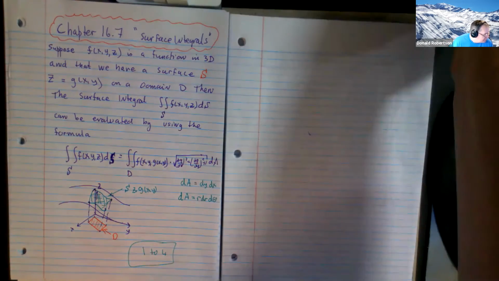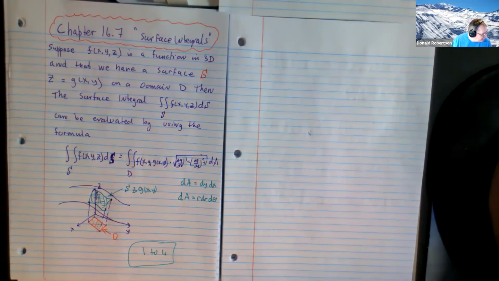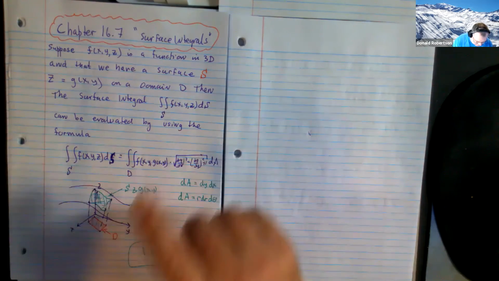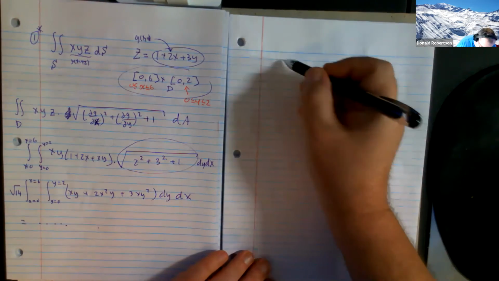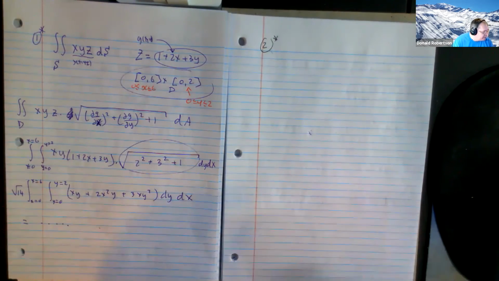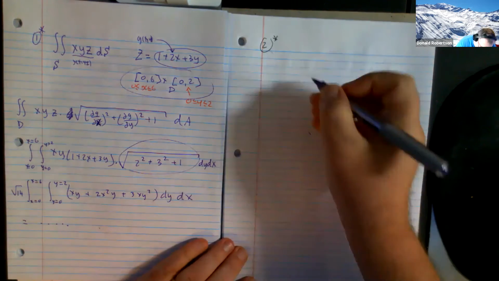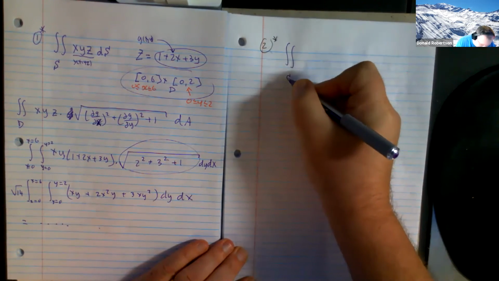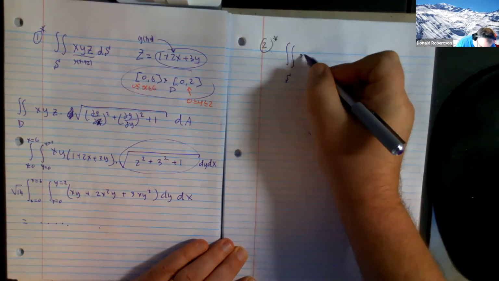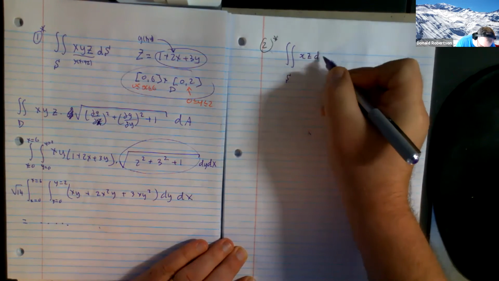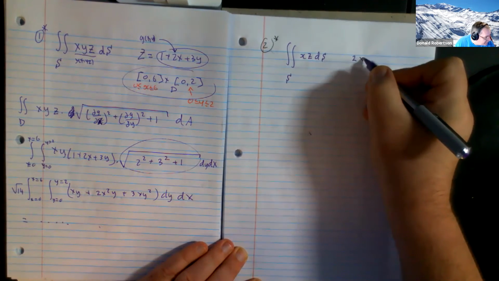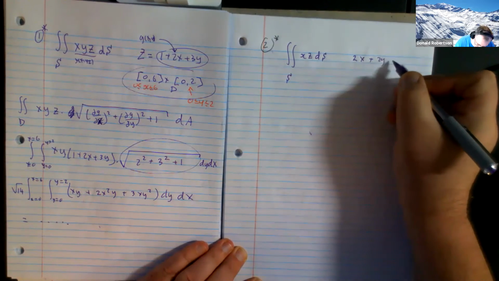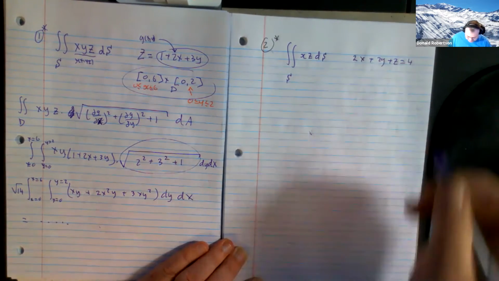Okay, let's look at another one, a little bit trickier, but still in the same vein as question 1. So I should keep question 1 handy. And this one is a bit like question 2. In this question, we're going to have a surface integral, and the function we're going to integrate is xz. And the surface is 2x plus 2y plus z equals 4.